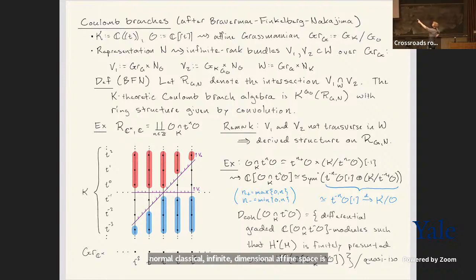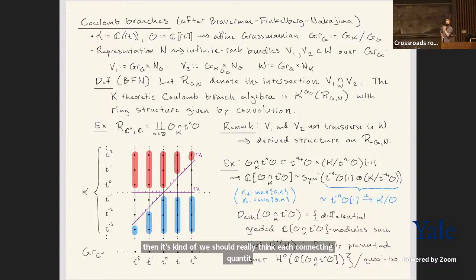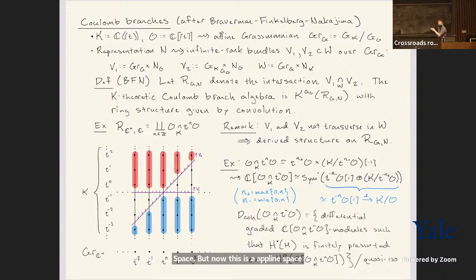So what I've written over on the right-hand side is T to the n plus O. So that's a subspace of O. N plus is the max of 0 and n. And then we should really think each connected component is the product of that with another infinite dimensional affine space. But now this is an affine space in degree 1. So it's a derived affine scheme whose coordinate ring is generated by elements in cohomological degree -1.